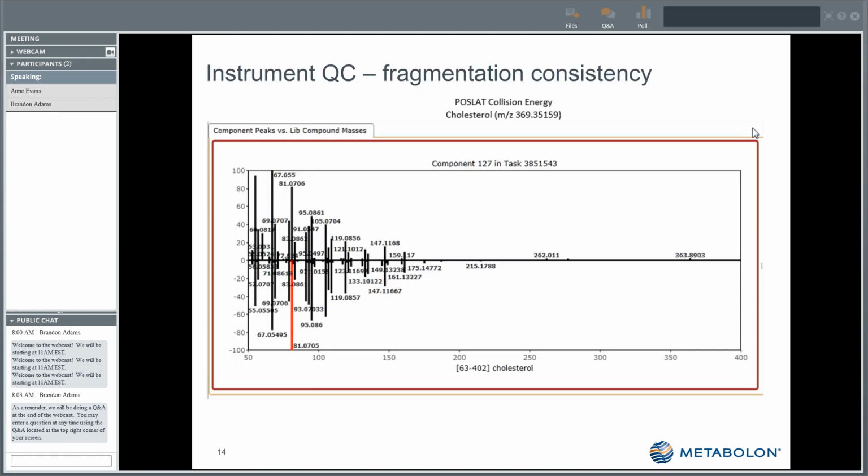We check consistency of fragmentation. We know that, even though you tune and calibrate an instrument to produce a consistent fragmentation spectrum, how consistent is that? How consistent is that tune? So we always maintain a check to make sure fragmentation consistency is high so that it enables the library match more effectively.